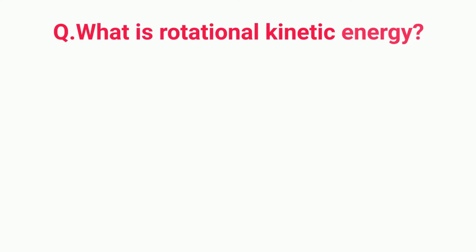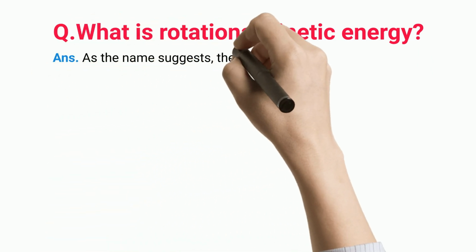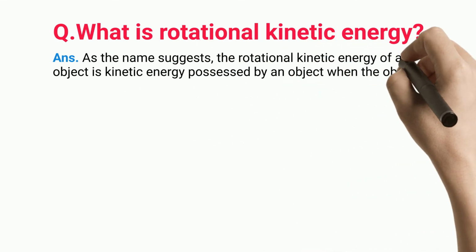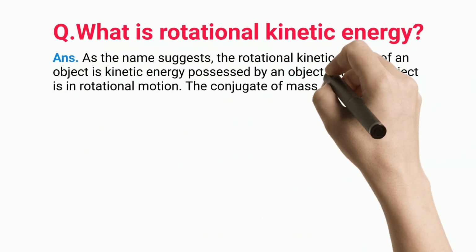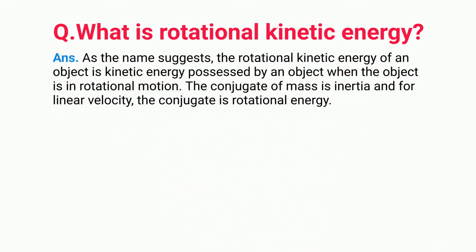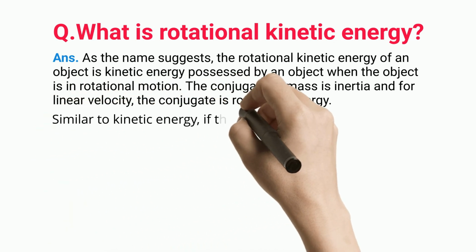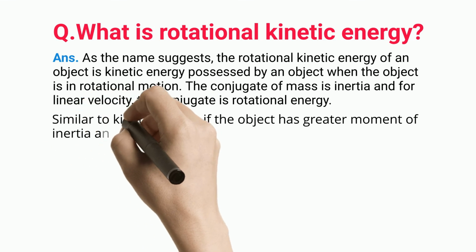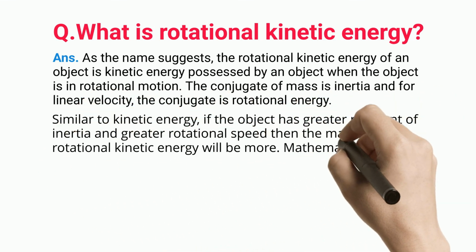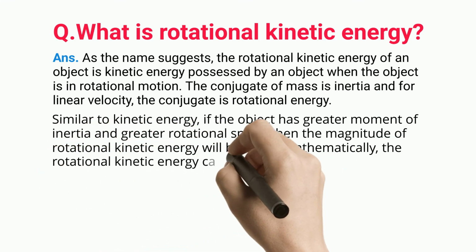What is rotational kinetic energy? As the name suggests, the rotational kinetic energy of an object is the kinetic energy possessed by an object when it is in rotational motion. The conjugate of mass is the moment of inertia, and for linear velocity, the conjugate is rotational speed. Similar to kinetic energy, if the object has greater moment of inertia and greater rotational speed, then the magnitude of rotational kinetic energy will be more.